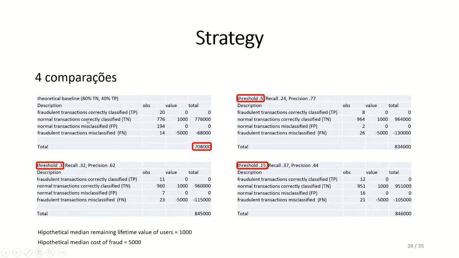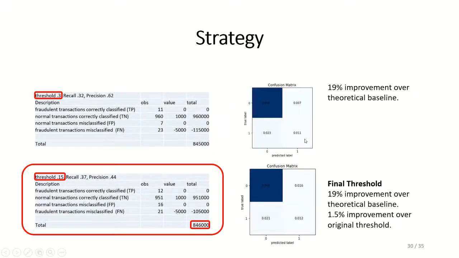And so about the strategy, the theoretical baseline: let's consider that we have 80% true negatives and 40% true positives, with the values that I explained before. So we would have the number of true negatives, true positives, and this total value. By calibrating the threshold to 50%, 30%, or 15%, we can calibrate recall. We can get high recall but lower precision, and so we get a few less true negatives, but we also lower the number of false negatives that are extremely costly for the company.